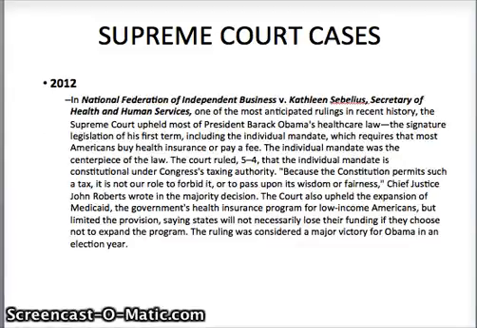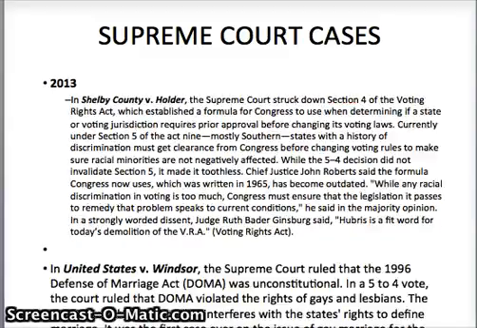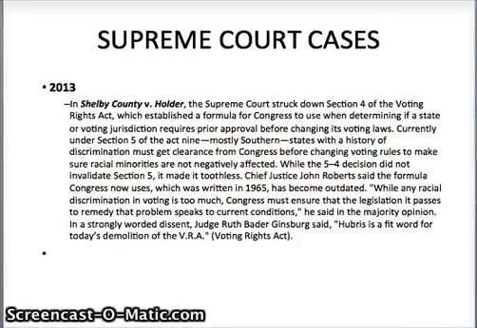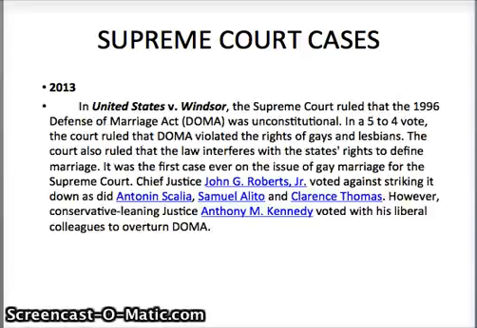2012, in National Federation of Independent Business versus Kathleen Sebelius, Secretary of Health and Human Services, the Supreme Court upheld most of Obama's health care laws, so it was determined that Obamacare is constitutional. In 2013, in Shelby County v. Holder, the Supreme Court struck down Section 4 of the Voting Rights Act, which established a formula for Congress to use when determining if a state or voting jurisdiction requires prior approval before changing its voting laws.